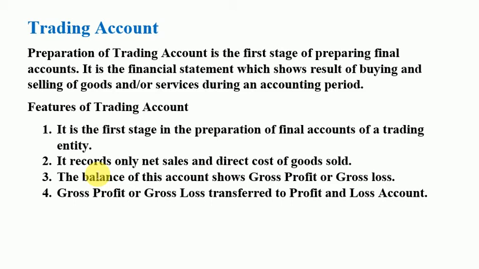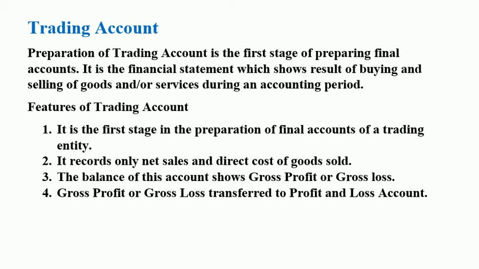There is no record of indirect expenses or indirect incomes under trading account. And point number 3 says the balance of this account shows gross profit or gross loss. It means the net result of this trading account shows gross profit or gross loss. And point 4 says gross profit or gross loss is transferred to profit and loss account. So after finding the amount of gross profit or gross loss, that particular gross profit or gross loss will be transferred to the statement of profit and loss account to find out the net profit.